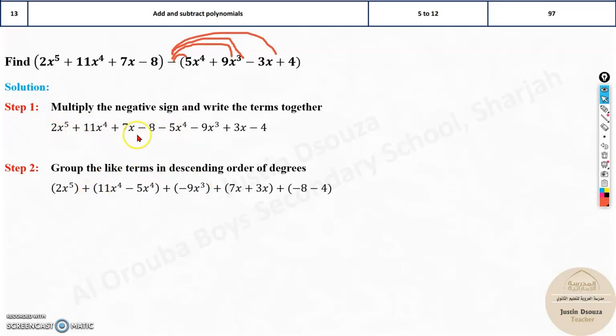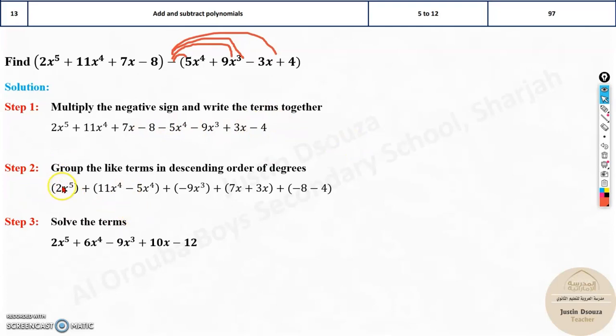And now just find the like terms and add them up just like what we had done. So it'll be 2x to the power 5. There's no other x to the power 5 term, so it's just alone. And then x to the power 4 and 4 over here will be grouped. 3, and there is no x to the power 2. There are no square terms, so that's not there. 7x plus 3x, and lastly the numbers minus 8 and minus 4.